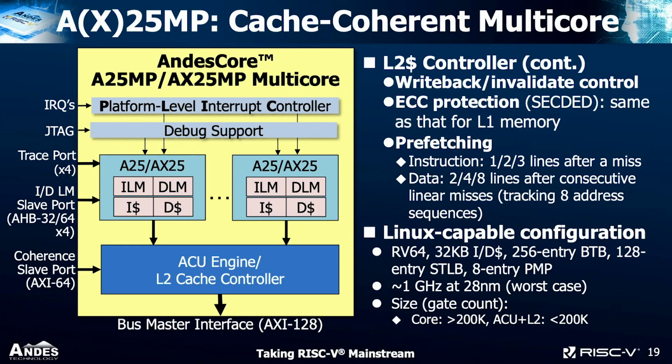And the L2 controller also supports software managed operations, like you can write back a line or invalidate a line for a particular purpose. And it provides, again, optional ECC error protection, which is the same as the L1 cache. And it also provides prefetching. So for instructions, you can control it so that after you miss 1 line or 2 lines sequentially, it would automatically do the prefetch.